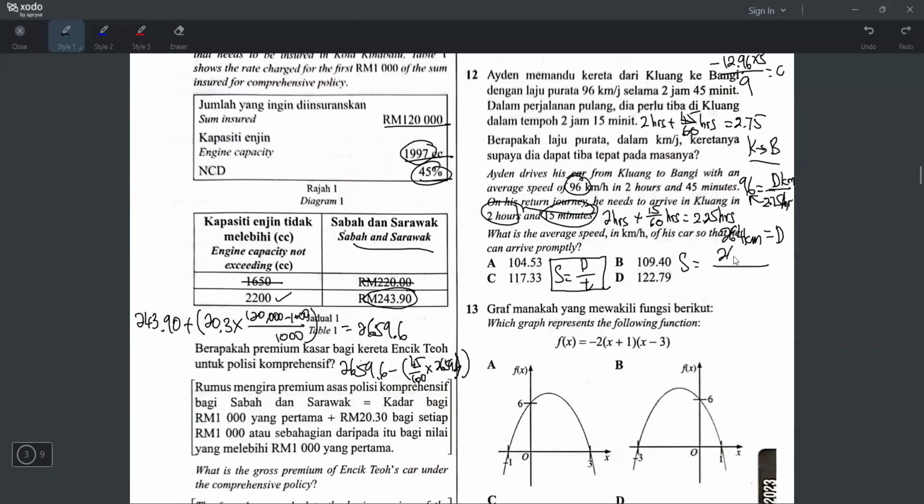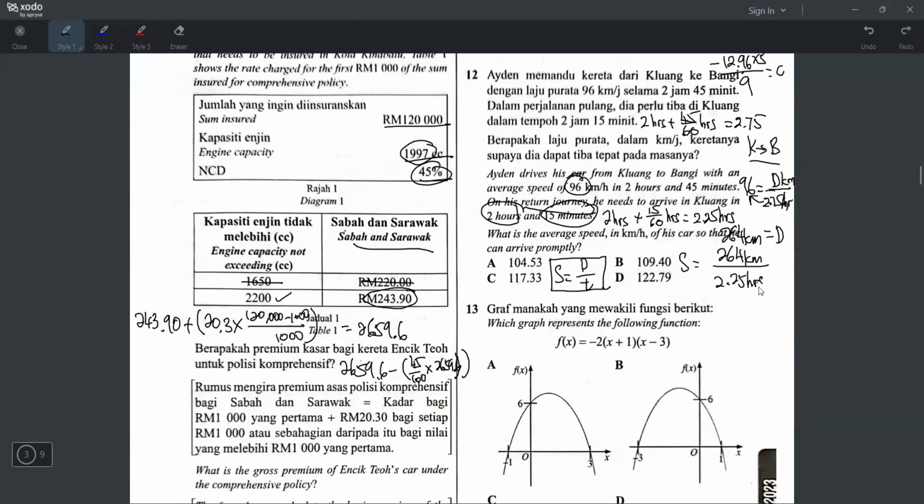It will be 264 km also. Why? Because Klang to Bangi is 264 km. Bangi to Klang also has the same distance. Okay. Even though you are in the opposite direction, the distance is the same. K to B has the same distance as B to K. Okay, divide by time. And the time I already converted to hours earlier, 2.25 hours.